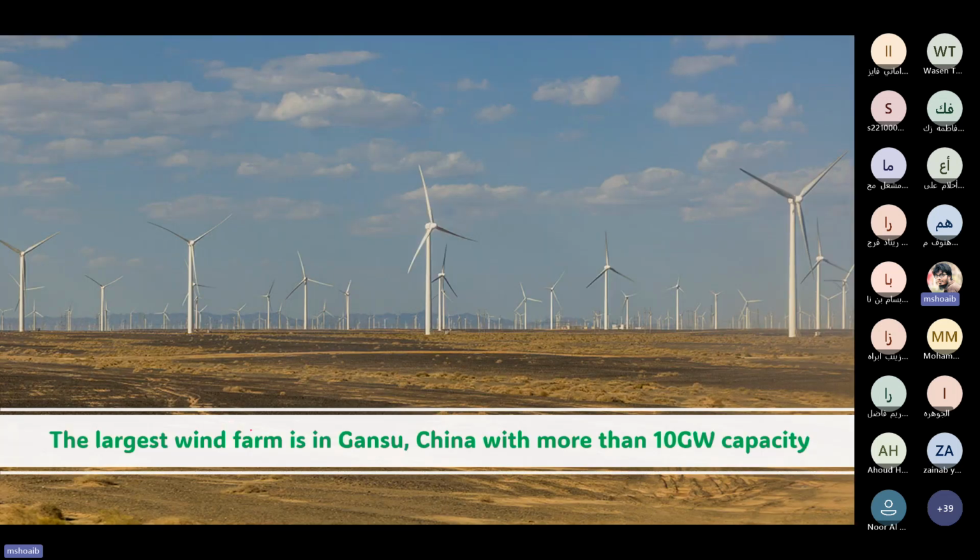Okay, the largest wind farm is also in China. Gansu, China. Just have a look. More than 10 gigawatt capacity, and they are also increasing the capacity. As far as I have read in an article, it will reach up to 20 gigawatt of capacity. This is huge. So you can understand from that.